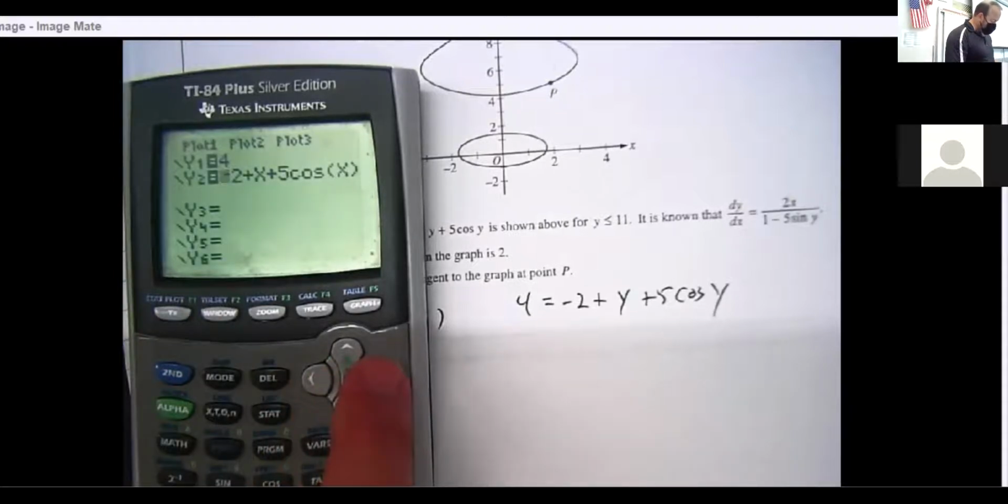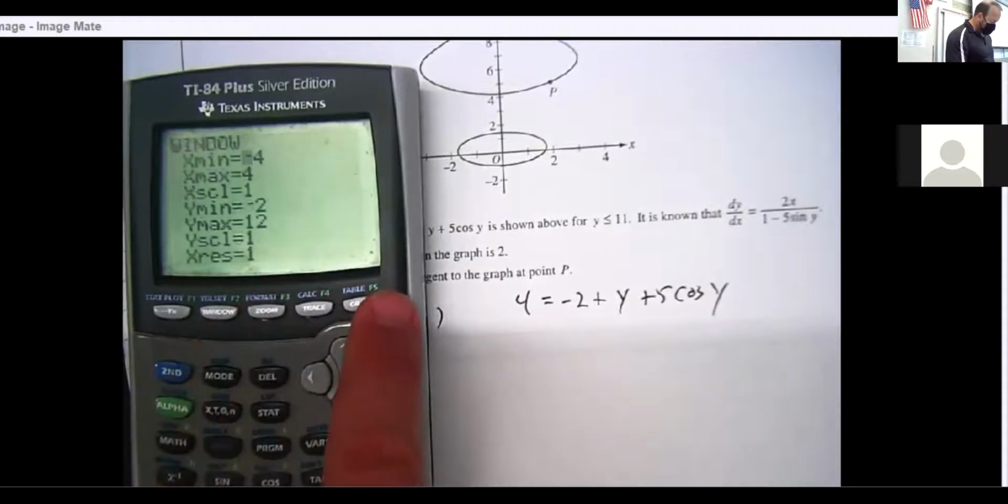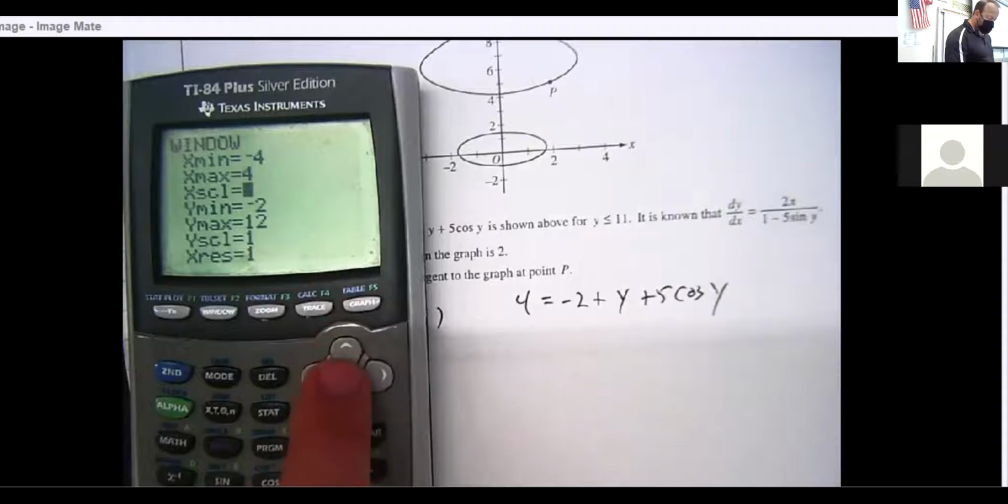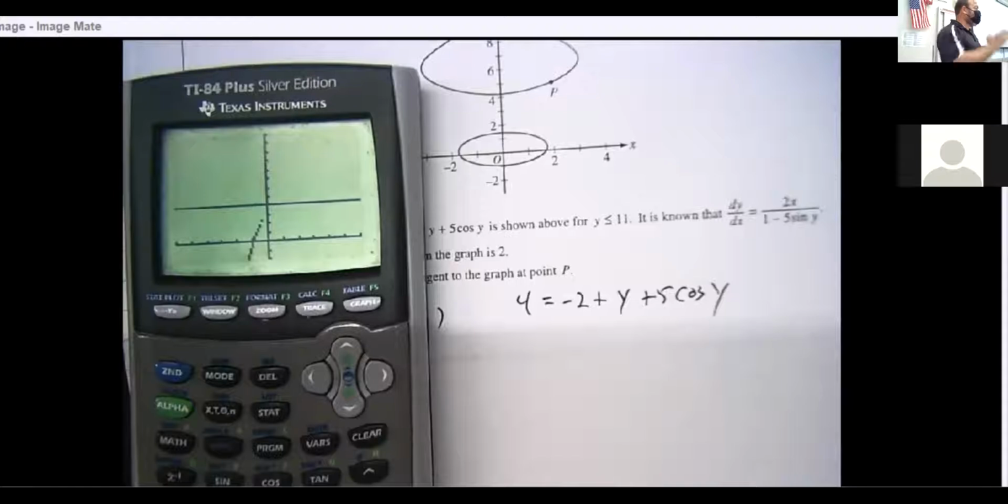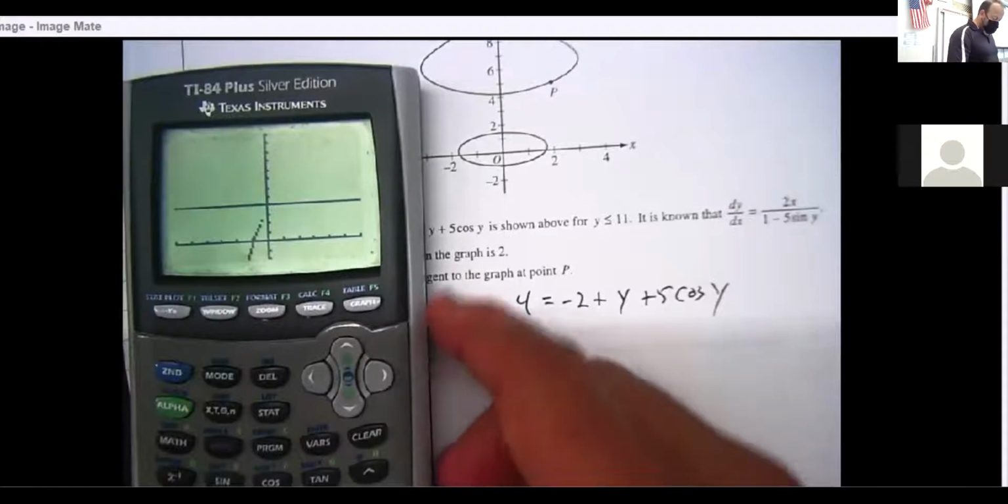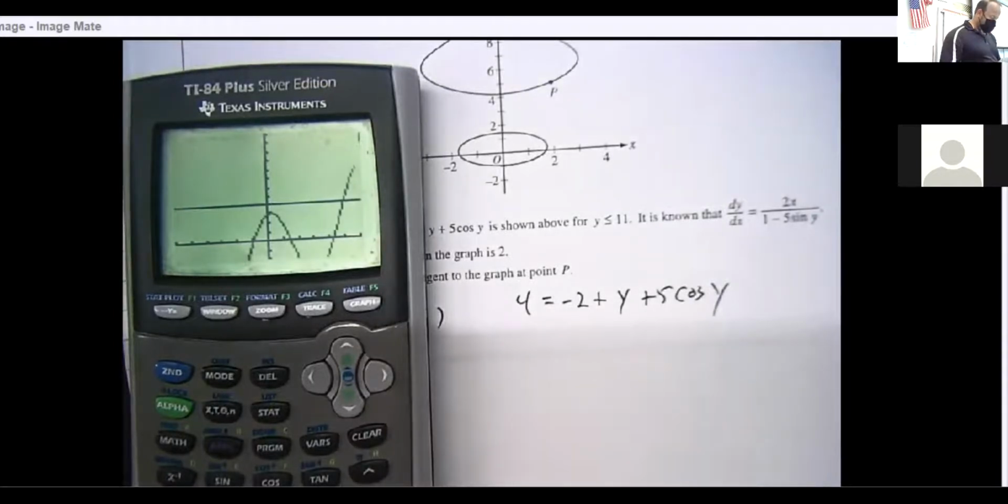4, and I got -2 plus x plus 5 cosine x. Did I not go in to make the window a little bit bigger? Let's go up to 15 maybe, on the x side. Because I actually did this problem before and I actually got it. Oh, that makes sense because it's now the y. Oh, sorry. Yeah, okay, it's all mixed. Did I make it big enough? I think it did. There it is.